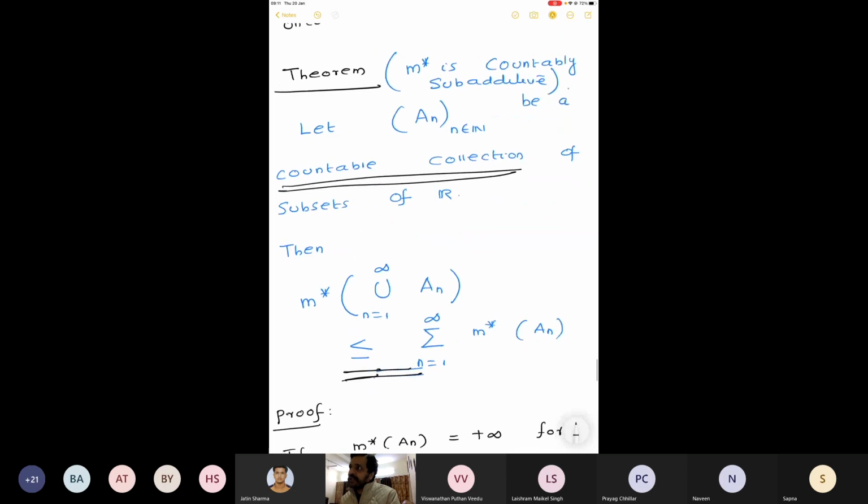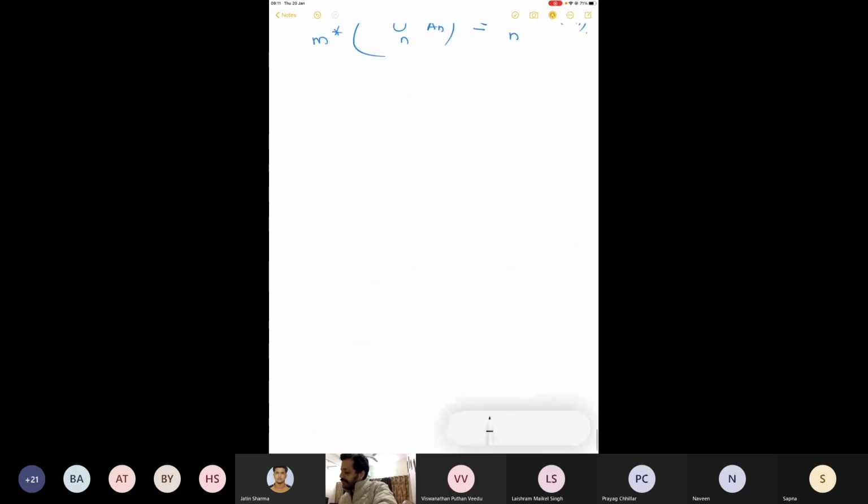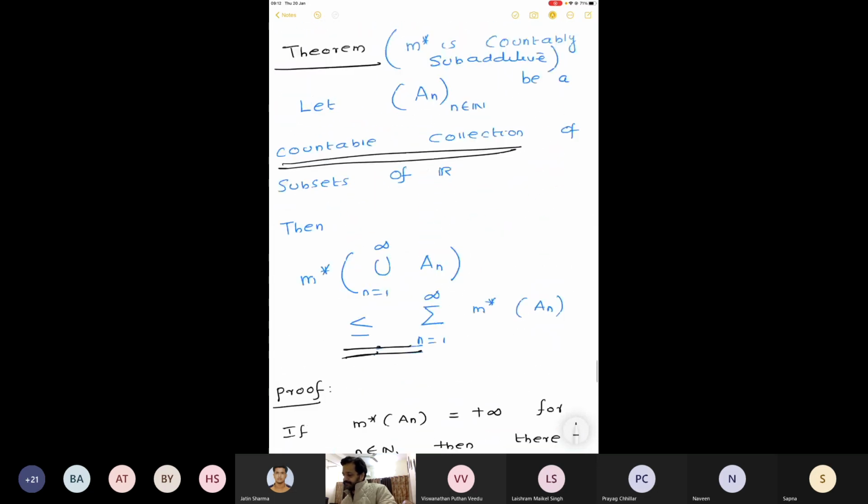So what I want to tell you is that as of now, our m star, the Lebesgue outer measure, doesn't fit the good measure that we want, because a good measure should be countably additive. That is not proved yet. Before doing something related with that, let me go back to the previous result.